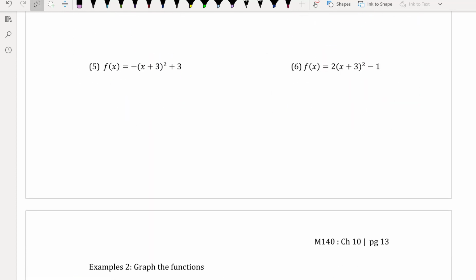And for number 5, it's the same process. So I know I'm going to have my vertex as an ordered pair where I have my h value, which is a negative 3, and I have my k value as a positive 3. So then my axis of symmetry is going to be x is equal to a negative 3.